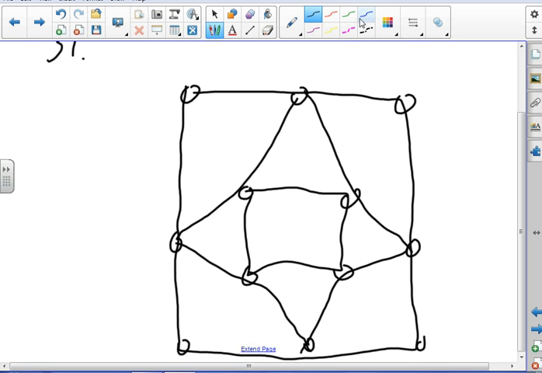Alright, so assuming that I got the picture right, I'm going to start there, and I'm going to go like that. And now I've got to finish it off, so how do I get back to the middle? Oh, I don't have to get back to the middle, or do I have to get back to the middle?